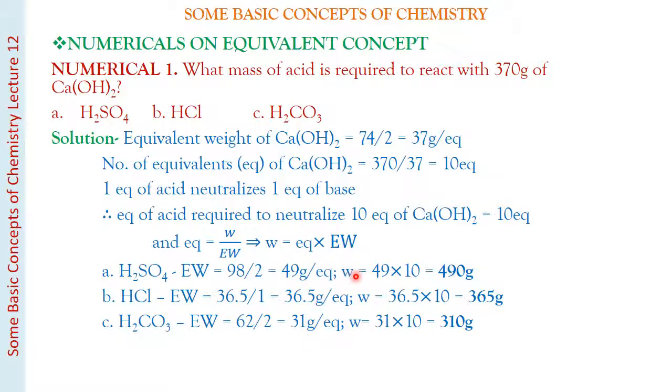And now to calculate the weight of each acid required to neutralize these 370 grams of calcium hydroxide, you simply multiply the equivalent mass with the number of equivalents. So H2SO4: 49 into 10, 490 grams required. HCl: 36.5 into 10, 365 grams. And H2CO3: 31 into 10, 310 grams. Otherwise, if we had used the mole concept, we would have written the reactions first, balanced them, and then solved by the mole concept.